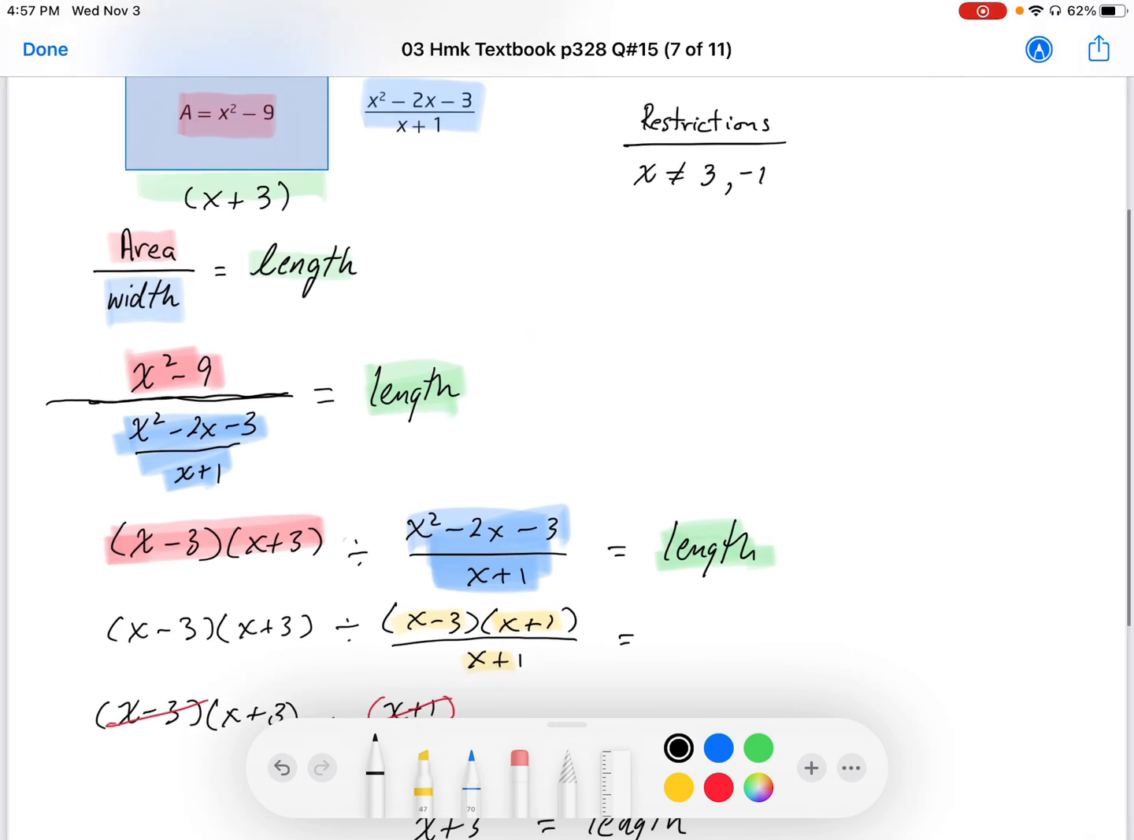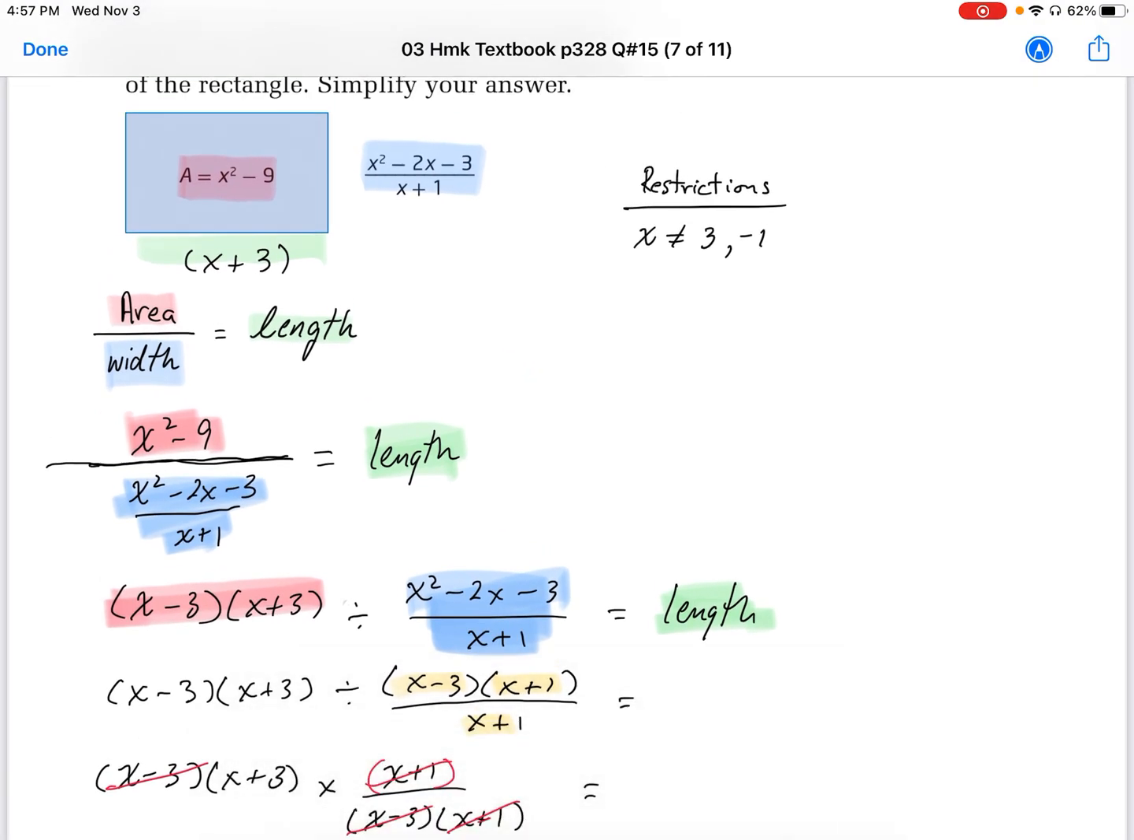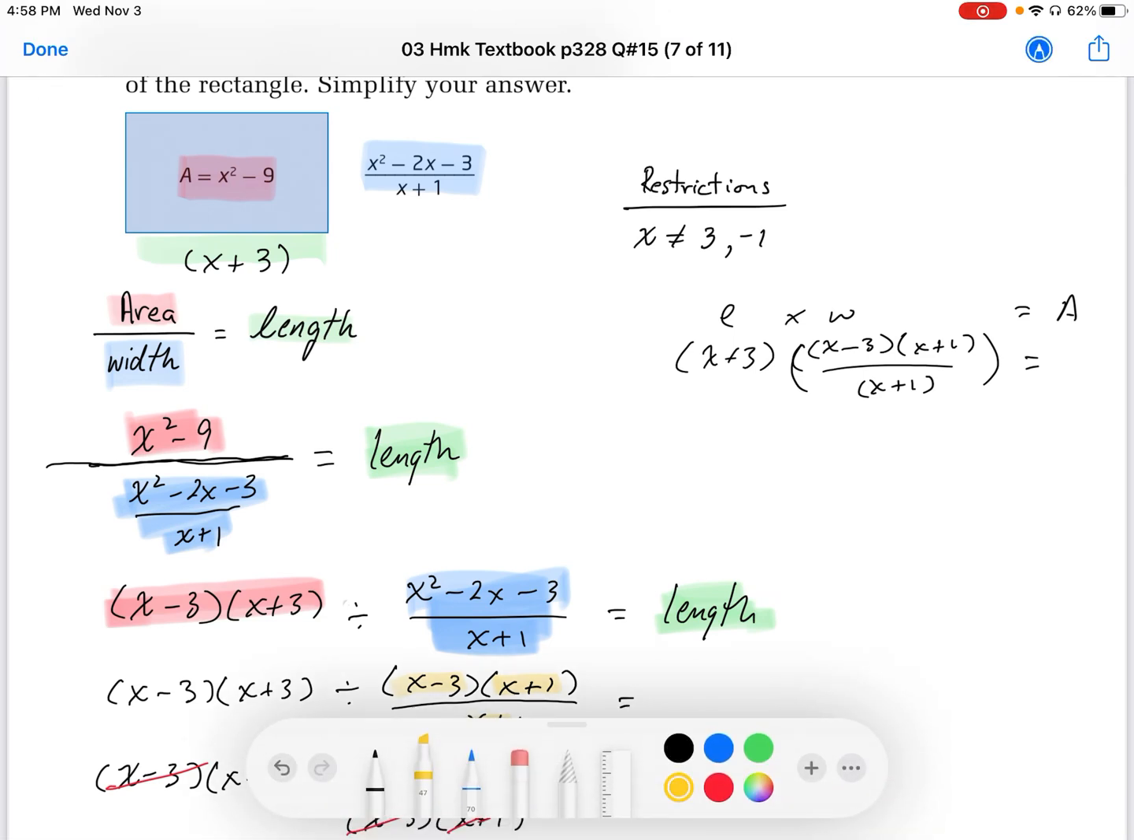Okay, and we can check this by testing it. We can say the length times width, so x plus 3, there's my length, times width. The width is going to be, in factored form, x minus 3, x plus 1 over x plus 1, and that's going to equal my area. Okay, and then checking this, just color coding this again, so I can keep track of this all. So my width is here. This expression represents my width. The x plus 3 represents my length.